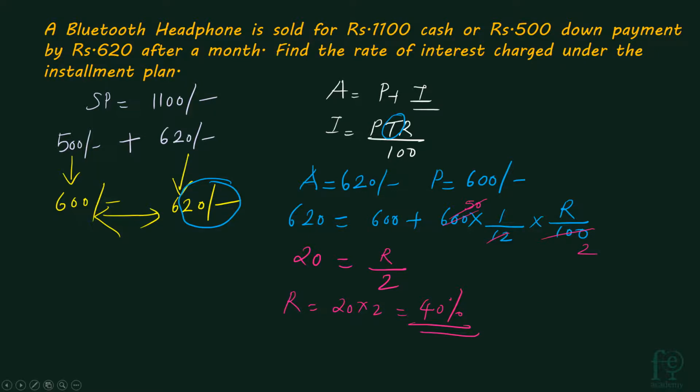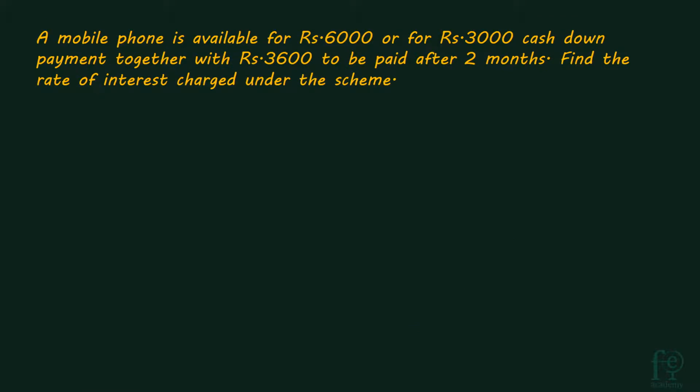Now let's go to question number 2. A mobile phone is available for rupees 6,000 or for rupees 3,000 cash down payment together with rupees 3,600 to be paid after 2 months. Find the rate of interest charged under the scheme. Again a basic question similar to the first question. To make it thorough, I have included this question. So what is given here? Either the mobile phone can be bought for 6,000 rupees or you can give 3,000 rupees as cash down payment and then you have to give 3,600 rupees after 2 months.